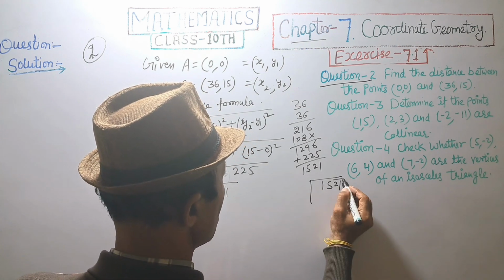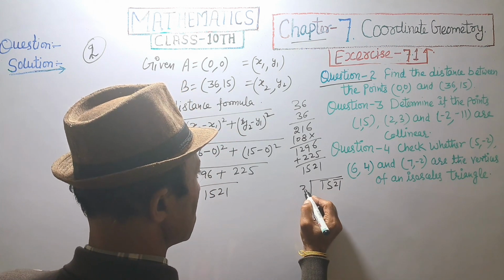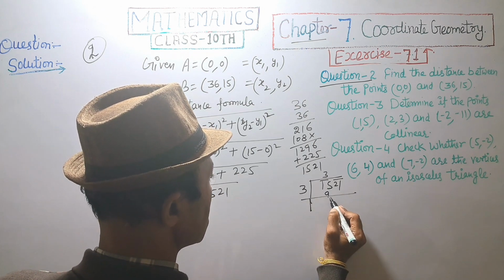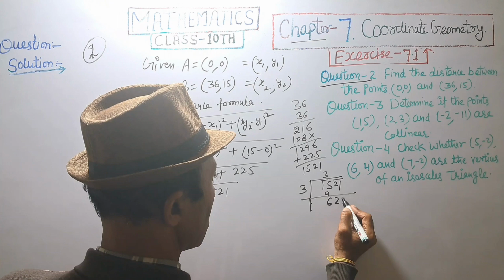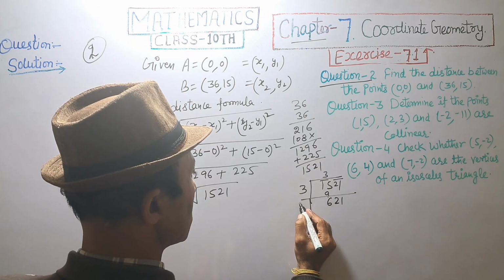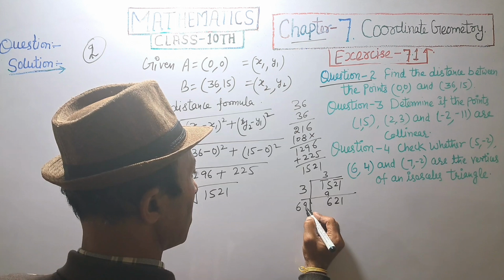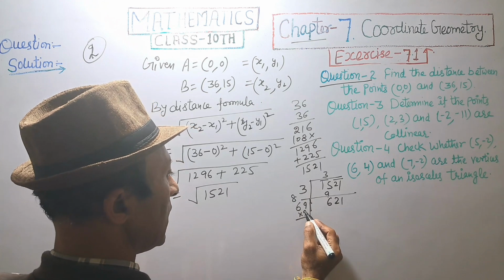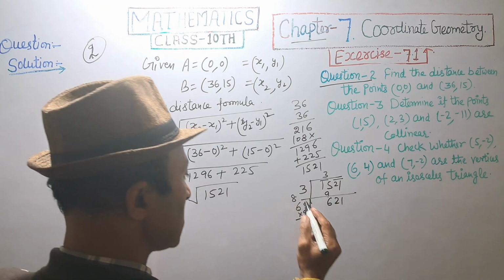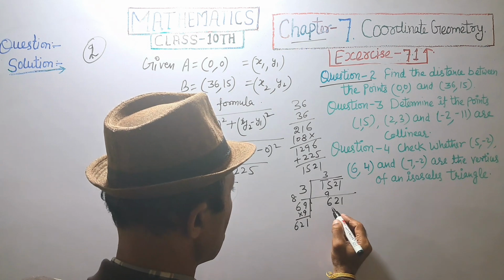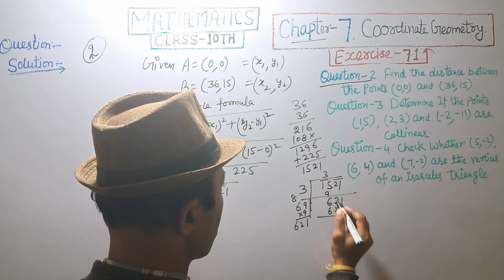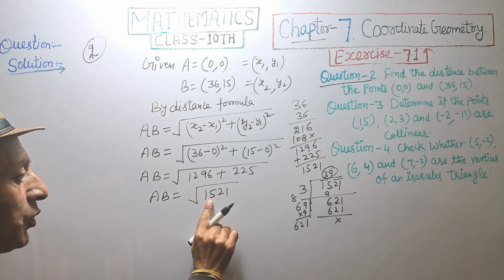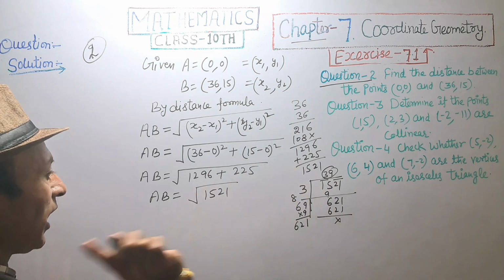Under root of 1521: one pair of 3s gives 9, and 15 minus 9 is equal to 6. Complete pair 21. Double of 3 is 6 and we multiply by 9. 9 9s are 81, 8 carry, 9 6s are 54 plus 8 is 62. Complete. Under root of 1521 is equal to 39.